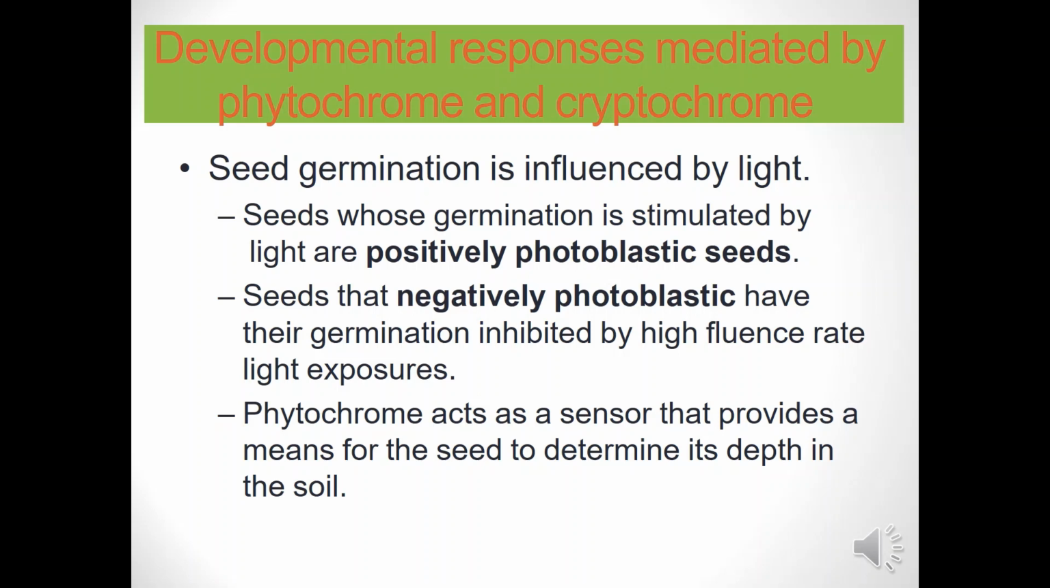Now we go to the developmental responses mediated by phytochrome and cryptochrome. For these developmental responses, we look at seed germination, because seed germination is influenced by light. When a seed is stimulated by light, we call it a positively photoblastic seed. If a seed is negatively photoblastic, it is inhibited by high fluence rate light exposure.